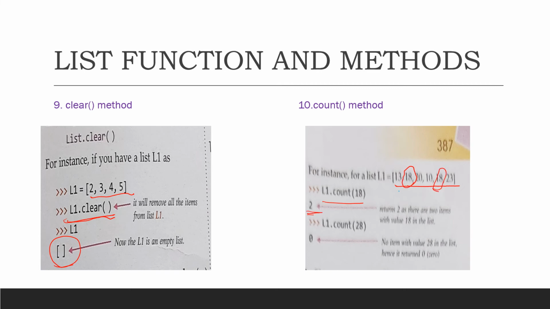And next one is L1 dot count 28. So 28 hasn't come in this list at all, so it gives the output as 0. Suppose we take L1 dot count 13. Over here 13 has come only once, so only 1 will be the output.